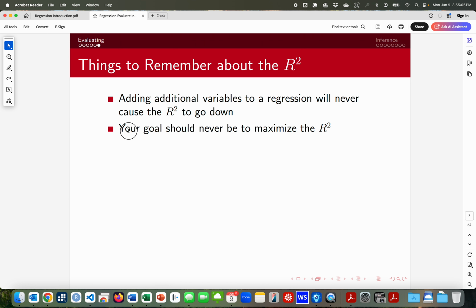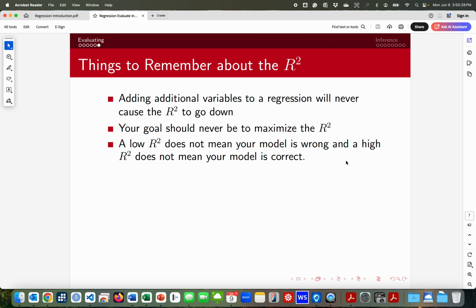So your goal should never be to maximize the R square. If your objective is to maximize the R square, you can end up in a situation where you add variables to a regression that don't belong in the regression. So these are variables that you probably shouldn't put in the model, but you're desperate trying to raise that R square, so you include them anyway. And that can actually create some problems that we'll talk about a little later.